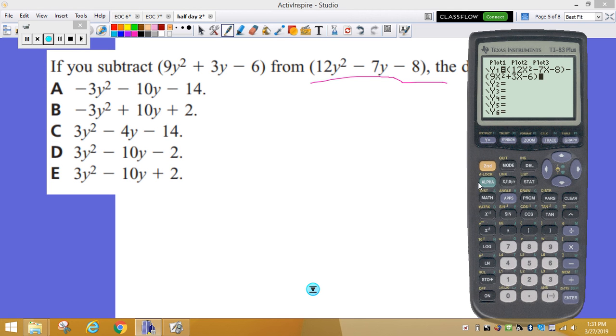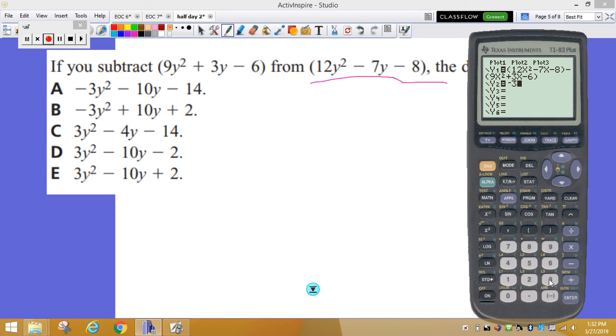So big concept from here. If you see subtracted from, that means write it backwards. Put the second one first and then minus and put the first one last. So this is what I want my answer to look like. And let's type in some answers.